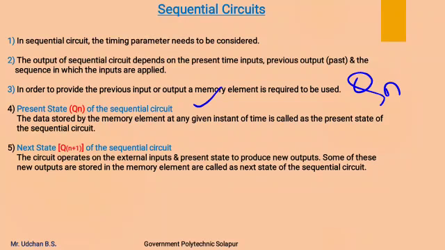And the next state, which is represented by Qn plus 1, this is the state of the output of sequential circuit which operates on the external inputs. Means we get this state after applying the inputs to the circuit, by which the new outputs are stored by the memory element.